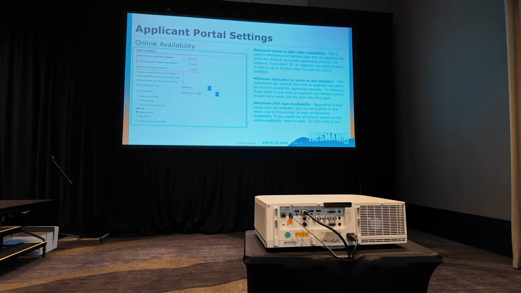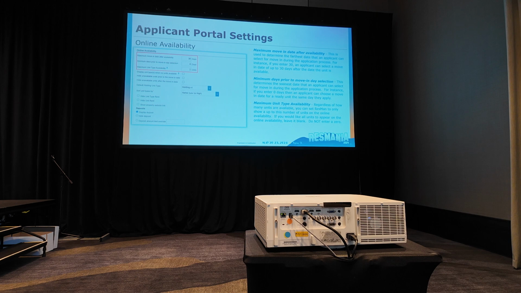Third option here is going to be our maximum unit type availability. So this is going to allow us to set the maximum number of units that we will show per unit type on your online availability. So 2 schools of thought here. I'm going to take a poll. How many of you want a low number of units so you can create that sense of urgency? 5 or 6 or 10? How many of you would like to show all units so that you don't miss any leases, even if they're 30, 60, 90 days out?